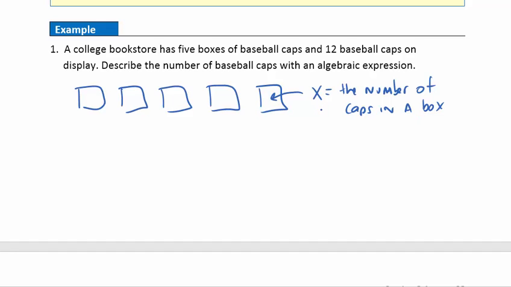Now, once we've declared the variable, we can describe the situation. We know that we have 5 of these boxes. Well, that's 5 times x. In each one of these boxes, there's going to be x amount. And if we added 5 of those together, we can just simply multiply by 5. Either way, we're going to end up with these 5 x's, plus we also have 12 caps on display in the bookstore. So we're going to say 5x plus 12. And there is an algebraic expression that will describe the number of baseball caps that the bookstore has.